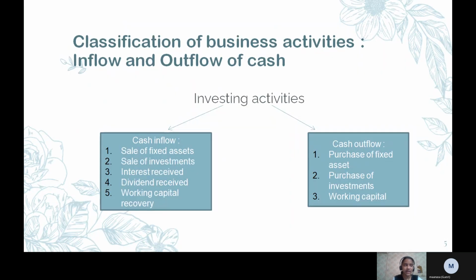Next is the investing activities. Investing activities are the acquisition and disposition of long-term assets and other investments that are not included in the cash equivalents. The examples of cash flow from investing activities are payments for purchase of fixed assets, receipts from sales of fixed assets, payments for purchase of securities, receipts from sales of securities, etc.